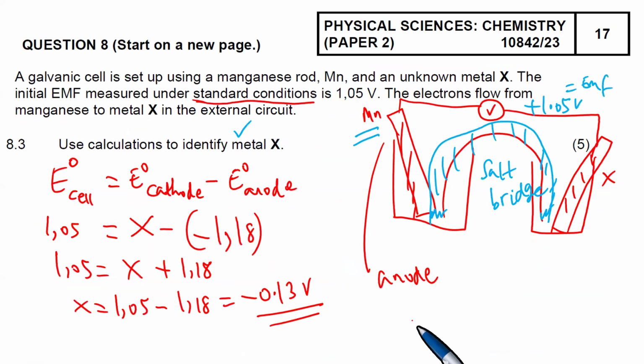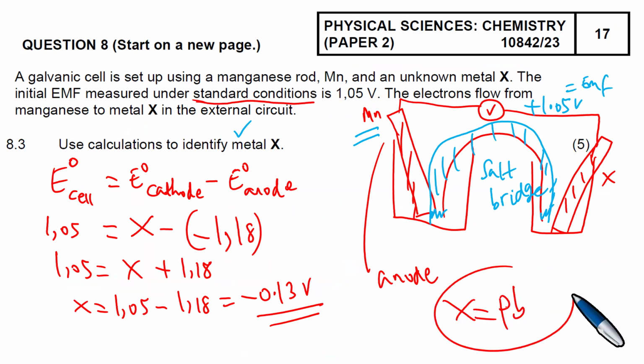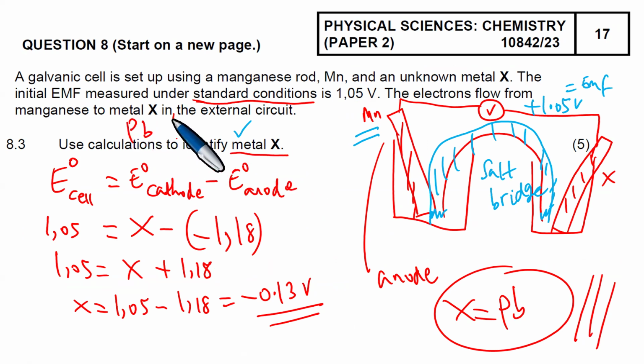So which means that X is lead, PB. X is lead, which is PB. We have seen it in the table. Identify the metal X. What kind of a metal is it? It is PB, and PB is lead.